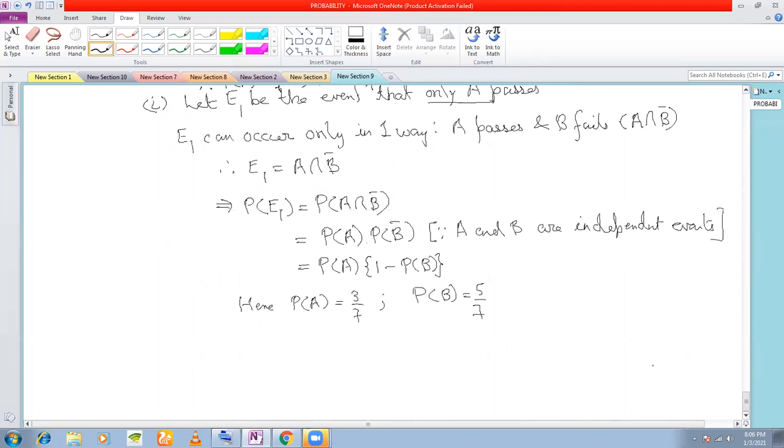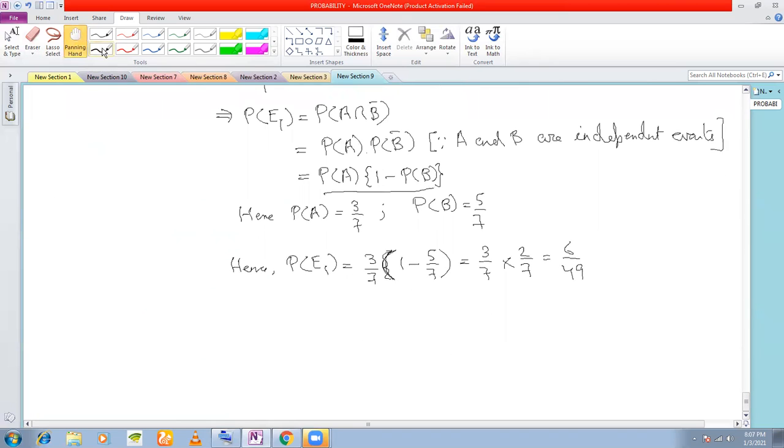So now we shall just put it here. Hence, P(E1) is equal to 3 by 7, just put the values in here, P(A) into 1 minus 5 by 7. Let me put a single bracket. That means 3 by 7, take the LCM, you'll get 2 by 7. That means 6 by 49. This is the first answer, that only A passes.